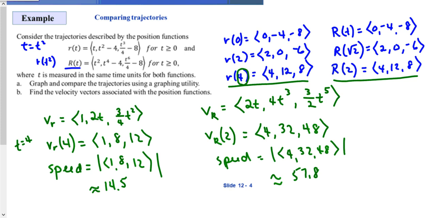Okay, so you could graph these velocity vectors in space, and you would see that one of them was going much faster. So as t's increasing, the other one's speed is causing it to trace through the trajectory faster.